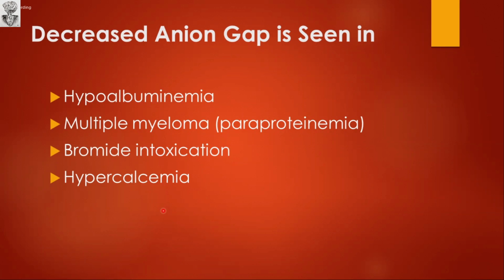Okay. Now, when do we see a decreased anion gap? In the previous cases we mentioned an increase in the anion gap. Can we see a decrease in the anion gap? Yes. In hypoalbuminemia, meaning you have a low concentration of albumin in the blood, or multiple myeloma, which is a kind of marker used for cancer, bromide intoxication, and hypercalcemia. These conditions are related to a reduction in the anion gap.